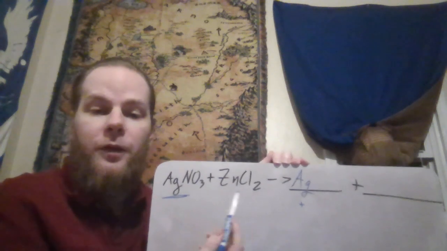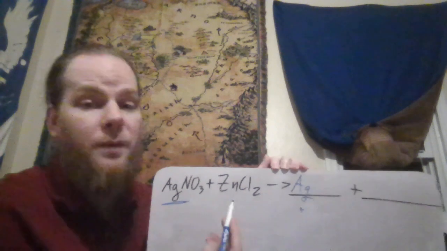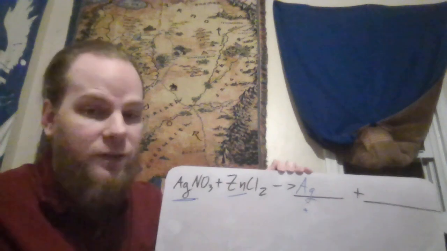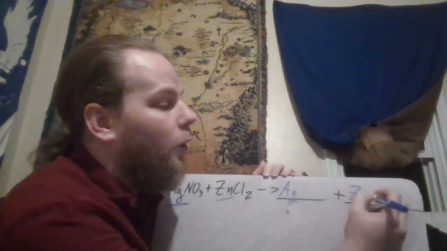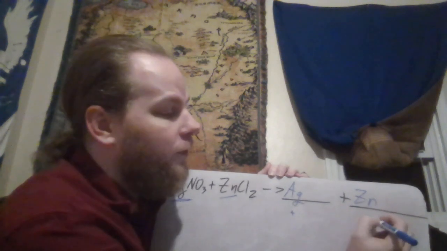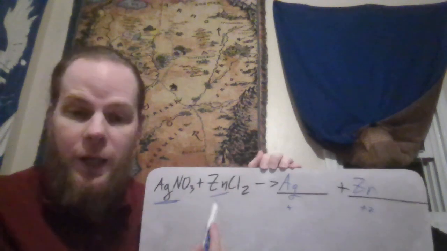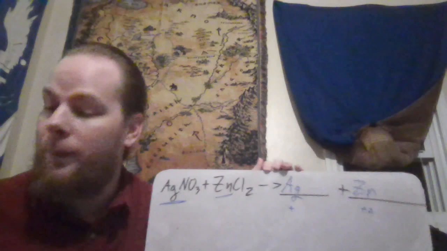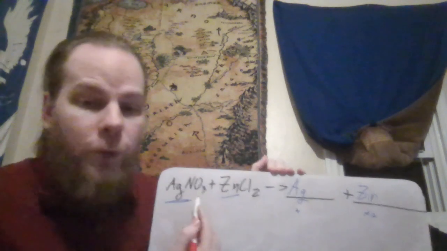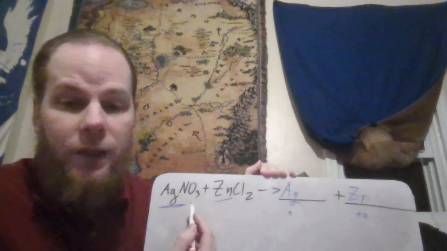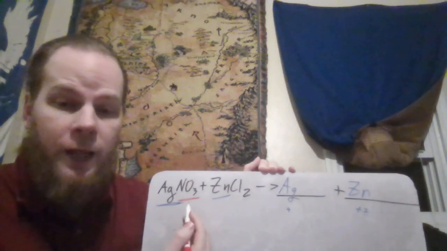Okay, then in the second compound we have ZnCl2. Zn, again, is a metal, so Zn has to be the cation. So I'm going to put Zn over here, and that, of course, is +2. Silver has to be +1. Zn has to be +2 because those are 2 of the metals that you're supposed to have memorized their charge. NO3 has to be a polyatomic ion, so you can look that one up on your polyatomic ion list.